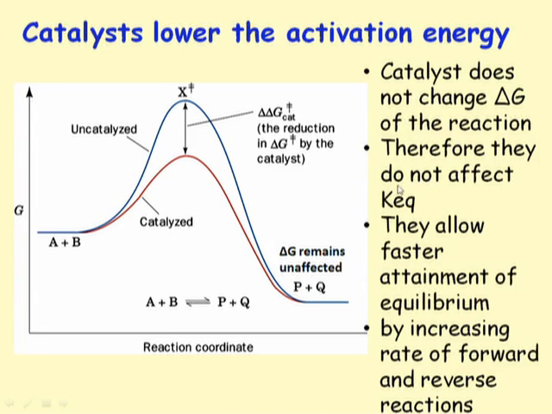Therefore, they do not affect the K equilibrium, or the equilibrium constant of the reaction. In other words, they do not affect the thermodynamic parameters of the reaction, but they allow for the faster attainment of equilibrium by increasing the rate of both the forward as well as the reverse reactions. Many times it is not understood by students that the K equilibrium or the delta G of the reaction is completely unaltered by the catalyst. What the catalyst affects is the activation energy.